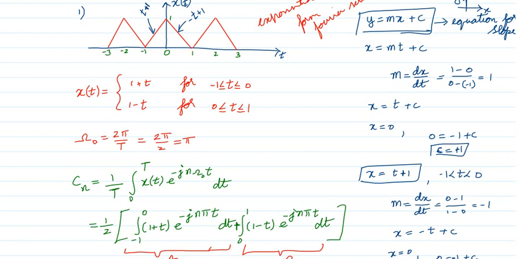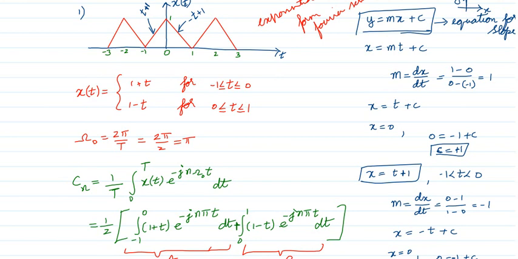So we have to find out what is x of t over a period. Period means minus 1 to 1. Between minus 1 to 0, this waveform is 1 plus t. You can cross check also. You put various values of t. If you put t as minus 1, 1 minus 1 is 0. If you put t as 0, we will get 1. This equation is correct. Likewise, you can check for this also. We got x of t.